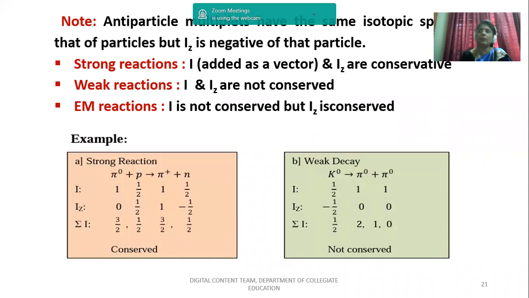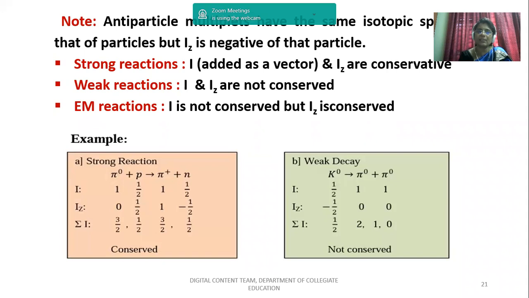Based on different types of interactions or reactions, we can validate the conservation of isotopic spin. When you consider strong reactions or strong interactions between particles, the total isotopic spin, which is added as a vector quantity, and Iz, its projection in the z direction, are both conserved. So in strong reactions, both I and Iz are conserved. But in weak reactions, it has been observed that I and Iz are not conserved.